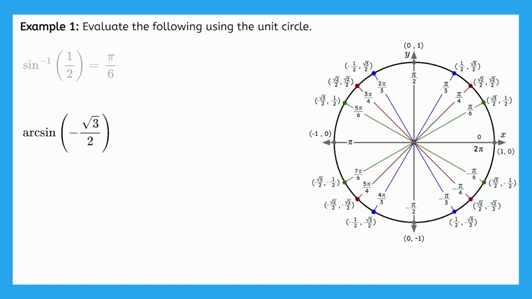This expression represents the radian angle measure in the interval negative pi over 2 to pi over 2 that has a sine value of negative square root of 3 over 2. That would be negative pi over 3.